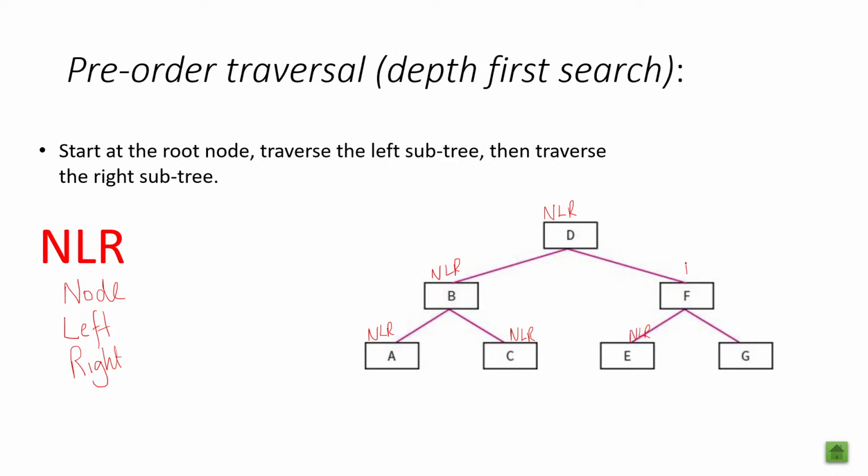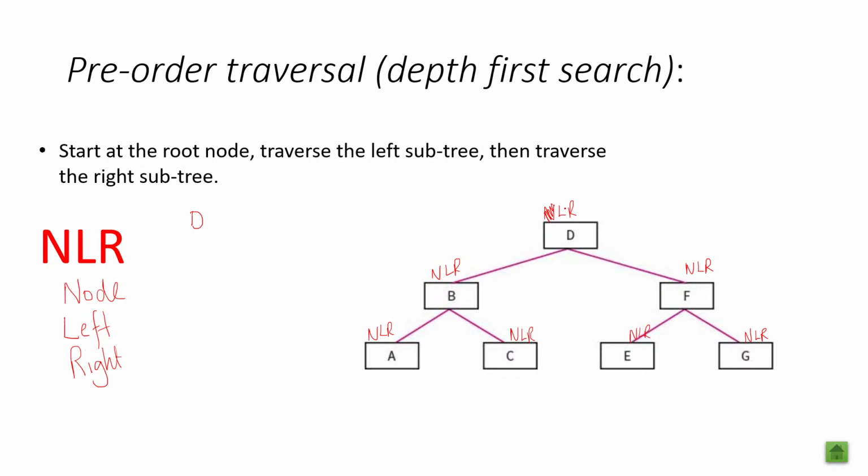And the reason why I draw this on here is because it helps me keep track of exactly what I've done. Okay? So what we're going to do is start at the root node, traverse the left subtree, then traverse the right subtree. That's what it means. Node first, left subtree, right subtree. If it says N for node, you write that down. So here, I'm going to write down D. Then I scribble this out to say I've completed the node part.